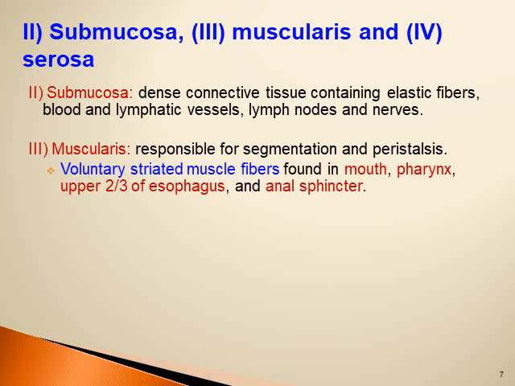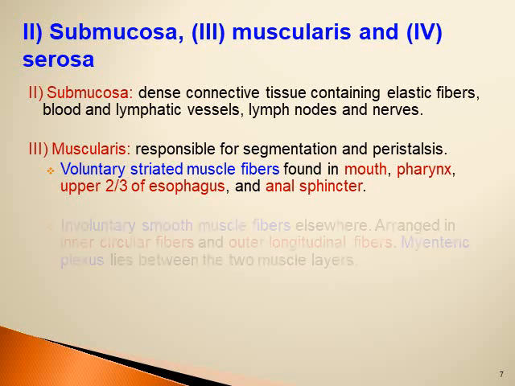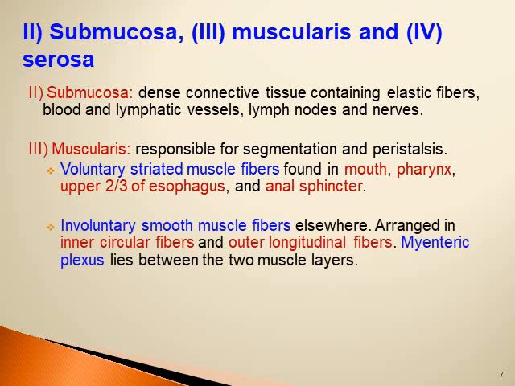The muscularis externa of the upper part of the alimentary canal is composed of voluntary striated muscle fibers, and these are found in the mouth, pharynx, and the upper 2/3 of the esophagus and the anal sphincter. The involuntary smooth muscle fibers elsewhere, apart from the organs mentioned in the previous point, are smooth muscles that are arranged in inner circular fibers and outer longitudinal fibers.